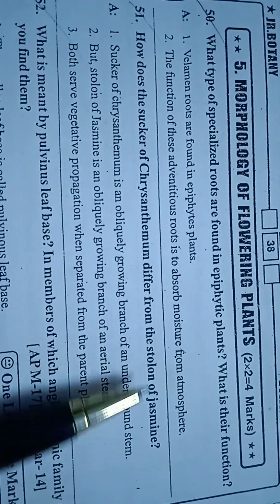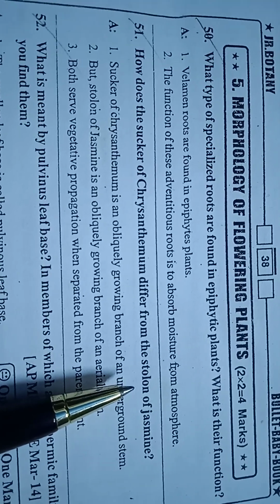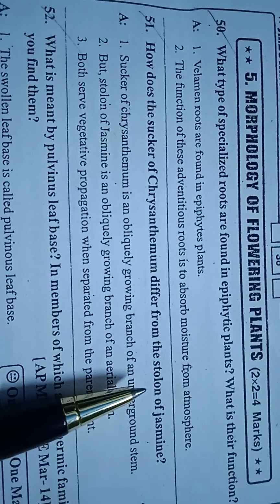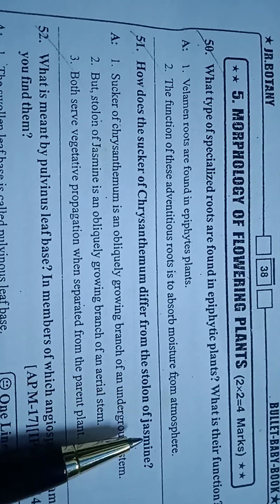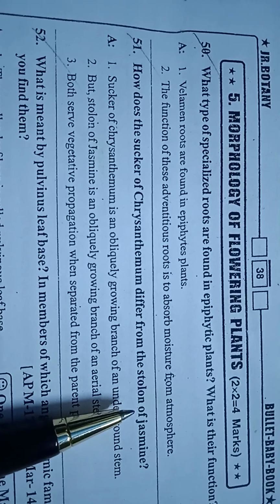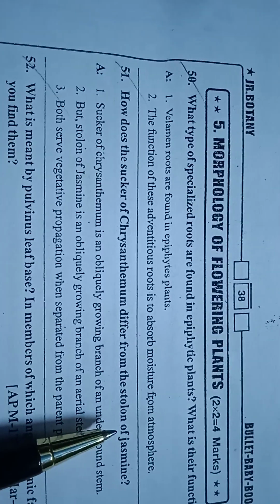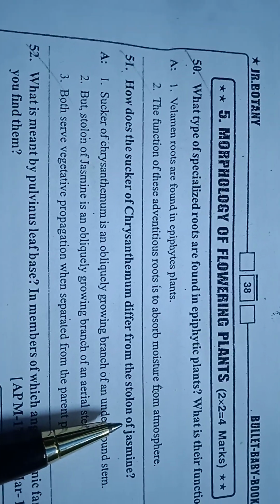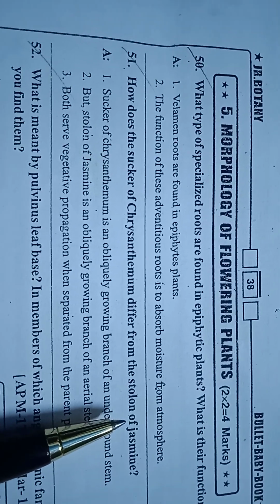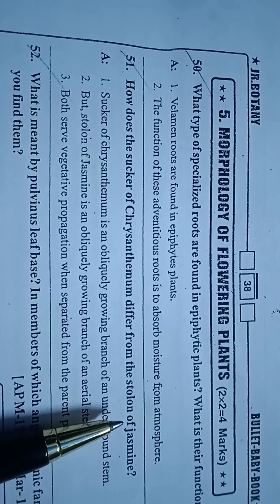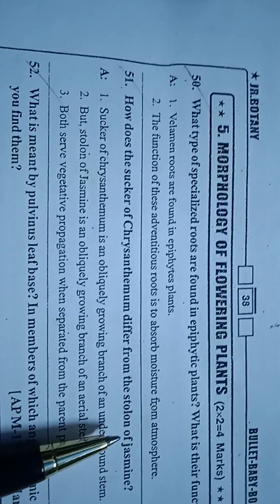What is meant by the stolon of jasmine? The stolon of jasmine is a slender aerial lateral branch. Listen carefully: it is an aerial lateral branch that arises from the base of the main axis. The base of the main axis means the stem. That stem grows aerially for some time.